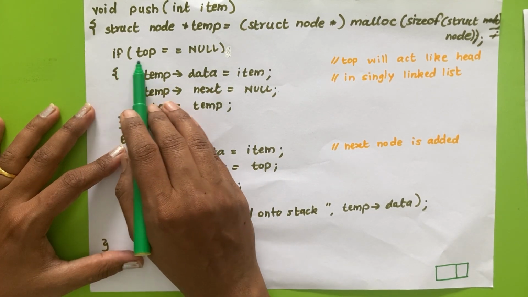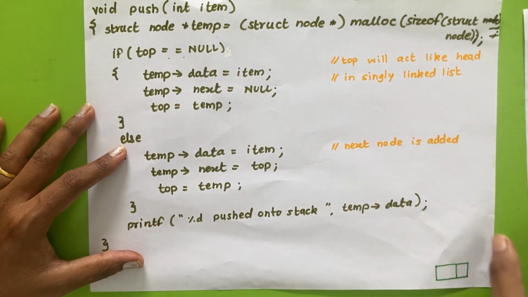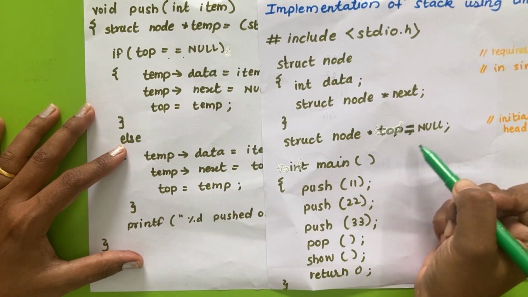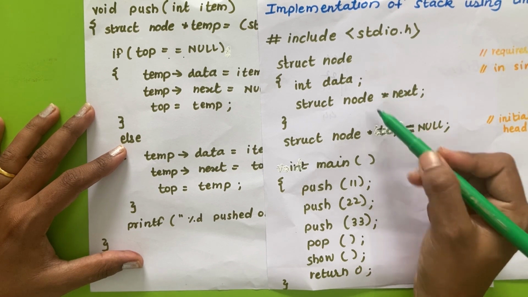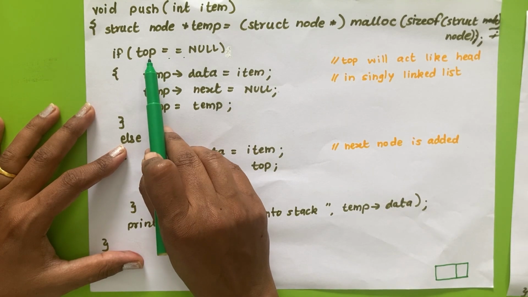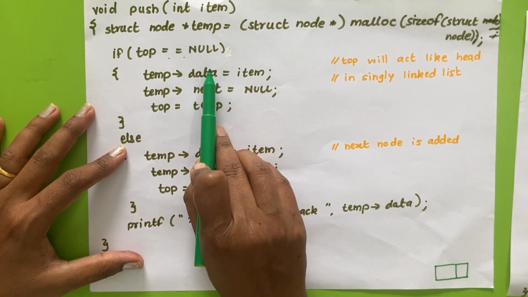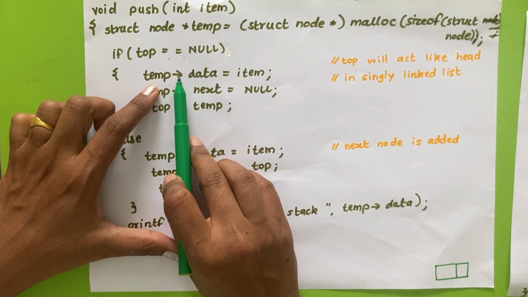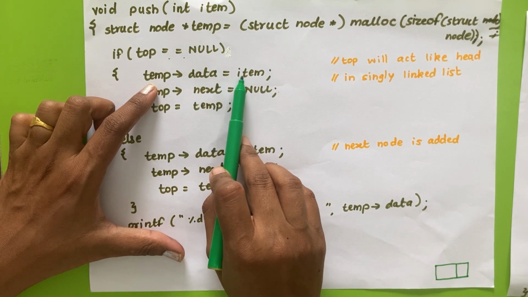Okay, so if top is equal to null, as we have already assigned top to null in the initial global initializations. Okay, so this condition is satisfied, so it will move inside this if condition. So temp->data is equal to item.